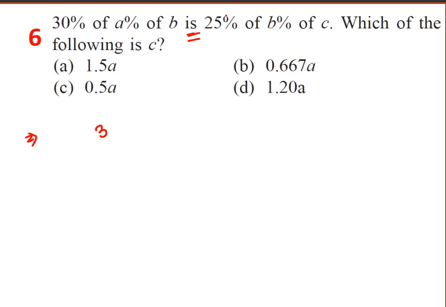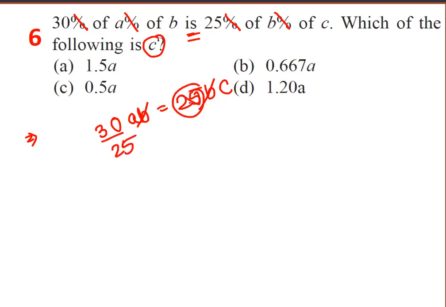So yes, there is 2% over here on the right hand side of the equals sign, and there is 2% over here on the left hand side of the equals sign. So first let's remove the percent, that will be a little bit simpler. So 30ab equals 25bc. You want to find out c, right? So b and b will get cancelled out, so c will be equal to 30 over 25, which is 6 by 5, so 1.2. So 1.2a, option D is the correct answer, right?